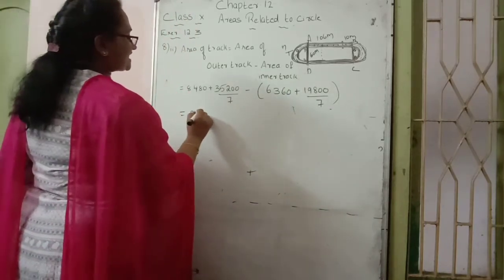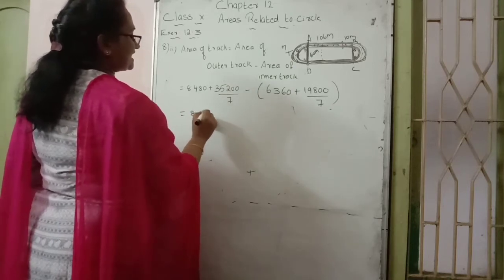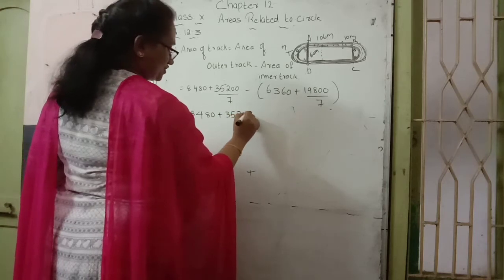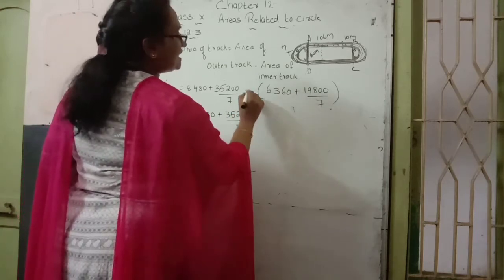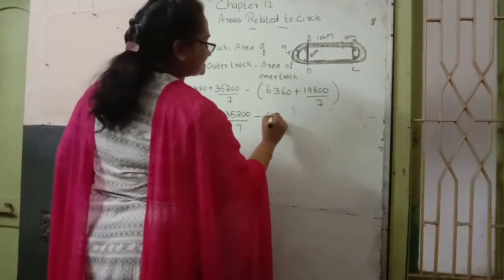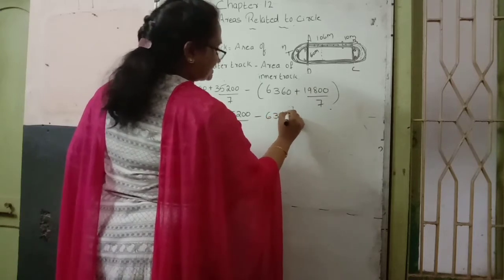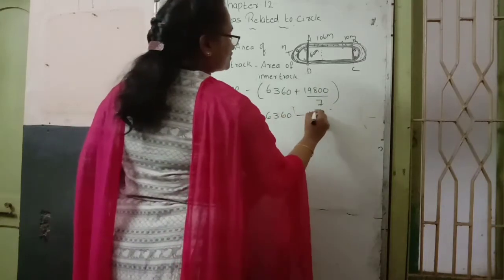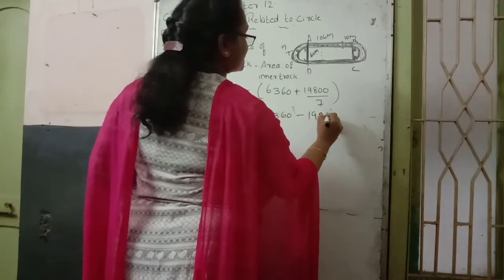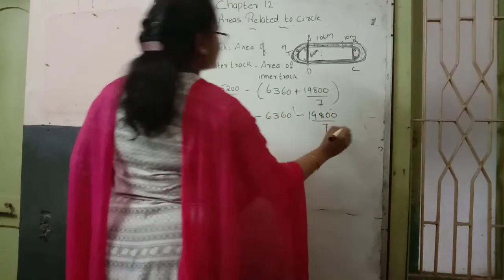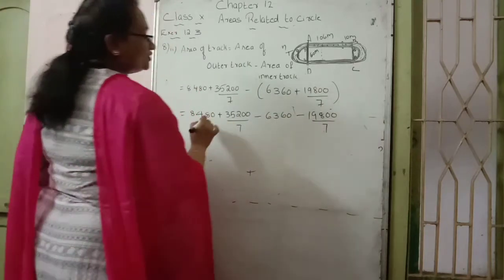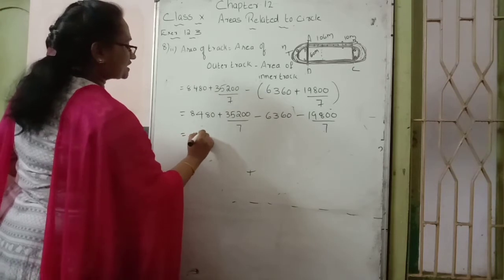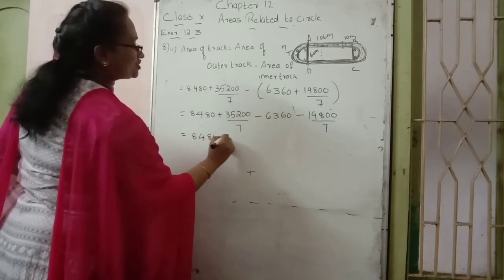So opening the bracket: 8,480 plus 35,200 divided by 7, minus into plus becomes minus 6,360, minus into plus changes into minus 19,800 divided by 7. These two are not fractions, they are whole numbers. These two parts are subtraction, so correctly we write them together.